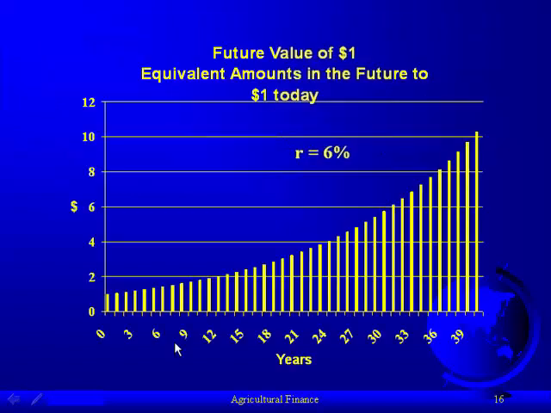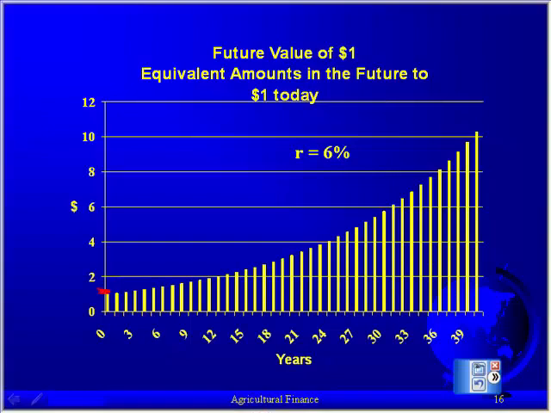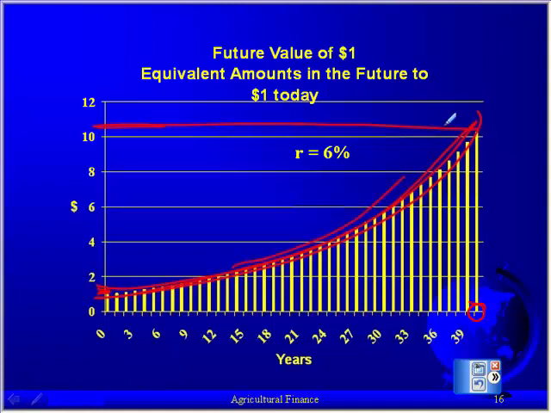Looking at the future value of $1, looking for an equivalent amount in the future. $1 today is worth $1. But over time, all the way to 40 years, you see that it grows, and it grows geometrically. The reason is that the interest is added to the principal, and you earn interest on the interest. Over time, you're earning more interest, and thus you see it growing geometrically.